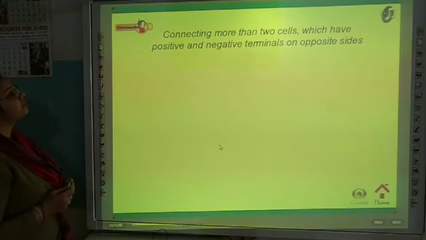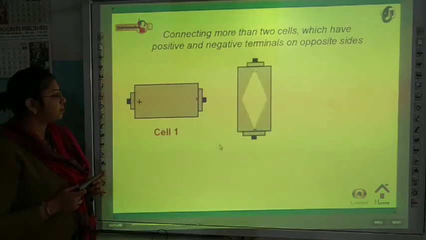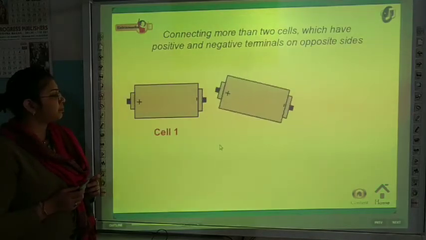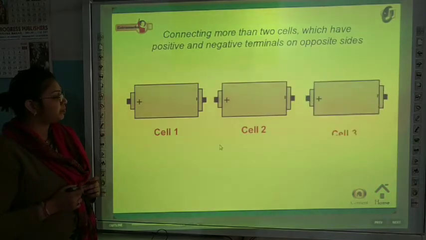There are two ways of connecting the cells. The cells which have positive and negative terminals on opposite sides are placed one after the other such that the negative terminal of one cell is connected to the positive terminal of the adjacent cell.